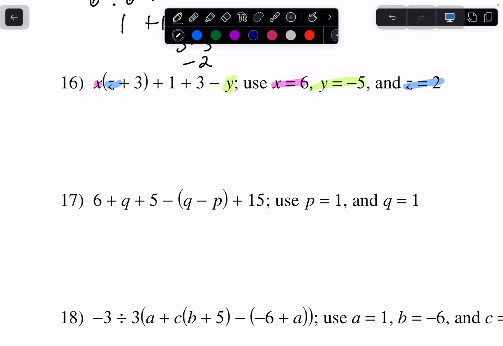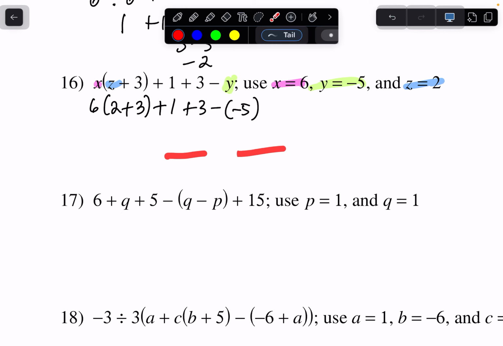Okay. So there's going to be 6 in front, 2 plus 3 plus 1 plus 3 minus a -5. I like to put that in parentheses to kind of hold its value. I do tend to use a parenthesis on a negative because then it clarifies what's sitting there. Okay, so inside a parenthesis, the only values we don't have complete are these ones. So let's go and do that. 6 times 5.